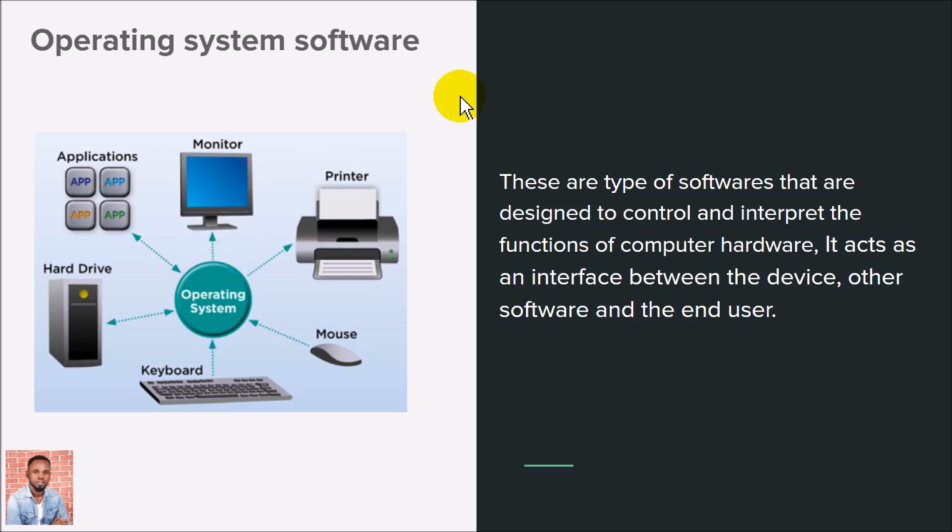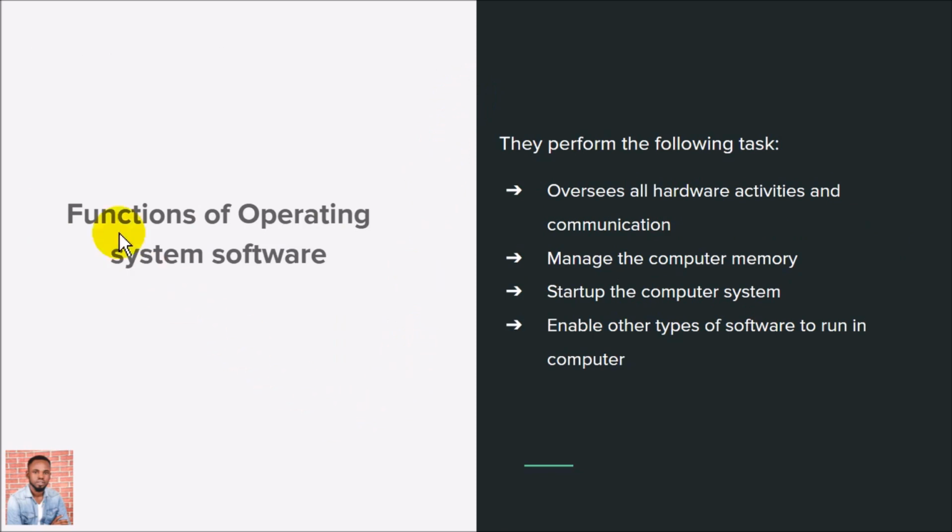Okay, so majorly the function of operating system software is to oversee all hardware activities and communication. It also manages the memory of the computer. It also helps the computer in the startup process. It also enables you to install other applications or software into the computer. That's what I mean: they serve as a basement for other applications, tools, and peripherals to work with the computer system.